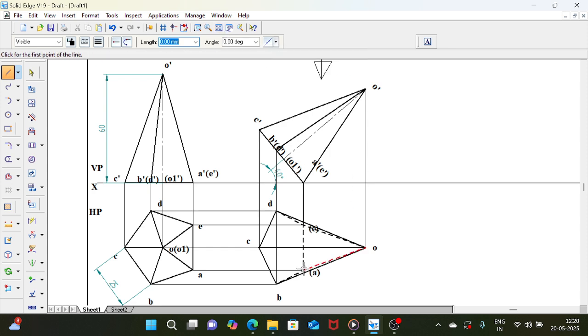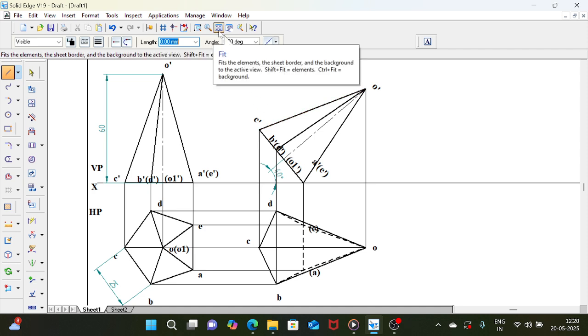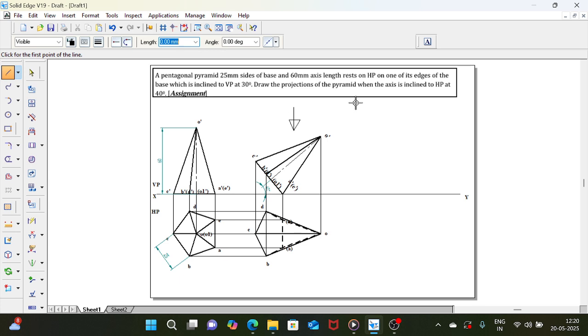Make sure to count 5 base edges and 5 slant edges: AO, BO, CO, DO, EO. If you miss any line, you will lose 2 marks and this will carry to the next position also. 2 times you will lose the mark. Make sure every edge is joined. Then I'll fit this. And what is the inclination with VP?